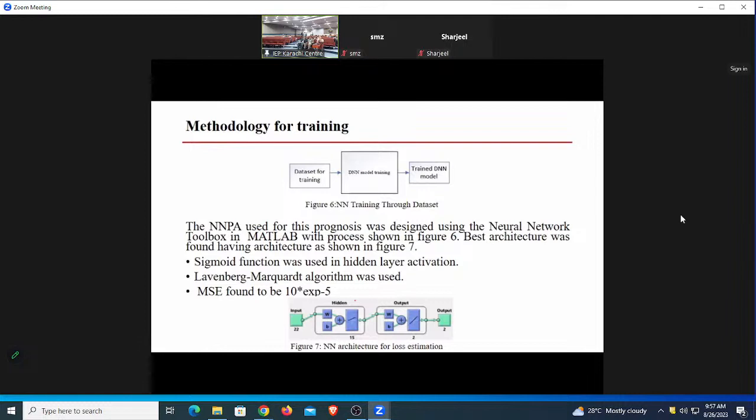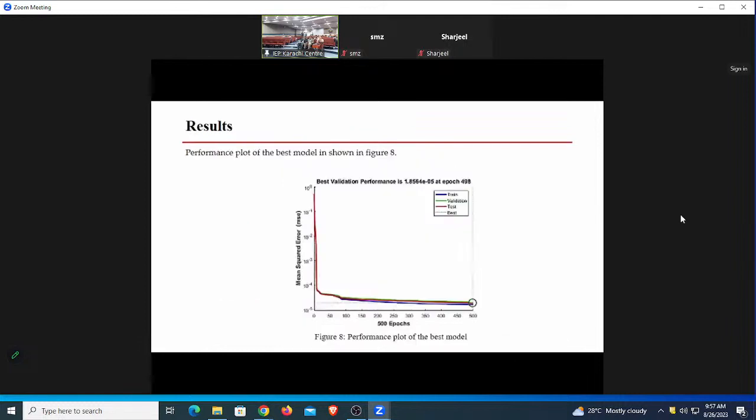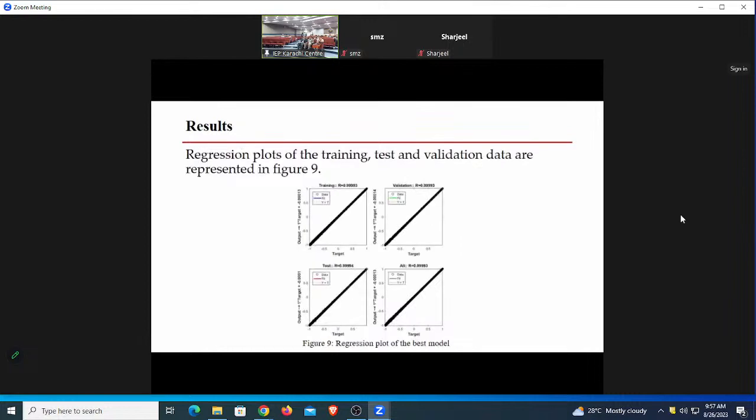So this was the performance graph of the model which was trained, and it definitely took a very long time for the training. And then we are getting about 99% accuracy in our model, so it was predicting very well.